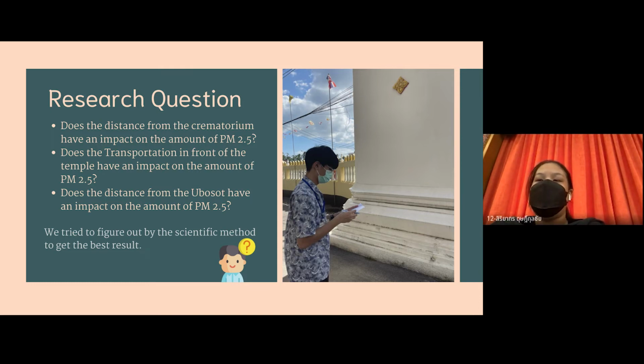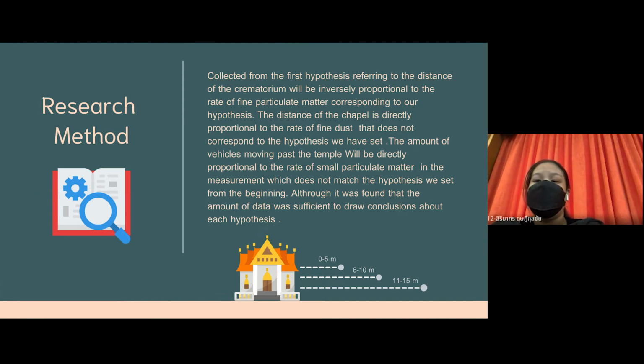For our research method, the information we collected from the first hypothesis, referring to the distance of the crematorium, is inversely proportional to the rate of fine particulate matter, corresponding to our hypothesis. The distance of the chapel is directly proportional to the rate of fine dust, which doesn't correspond to the hypothesis we have set, and the data we have collected from the last hypothesis. That said, the amount of vehicles moving past the temple is directly proportional to the rate of small particulate matter in the measurement, which doesn't match the hypothesis we set from the beginning.